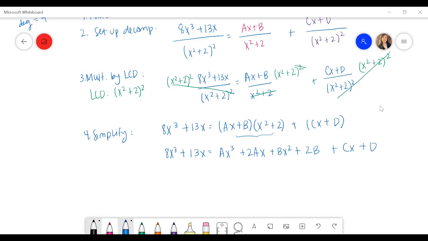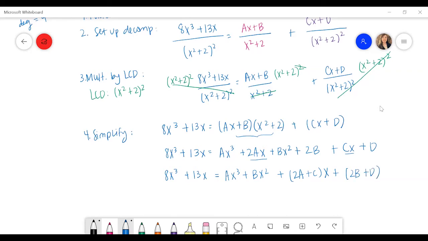So just like in the past, what I want to do is collect everything, or sort everything, according to the variables that we've got, ideally in descending order, because that's how it looks on this left-hand side. So I'm going to keep my 8x cubed plus 13x. And if I organize them in descending order, we have ax cubed plus bx squared plus 2a plus c x, right? Both of those have an x in them, plus, I'm going to group them, 2b plus d.